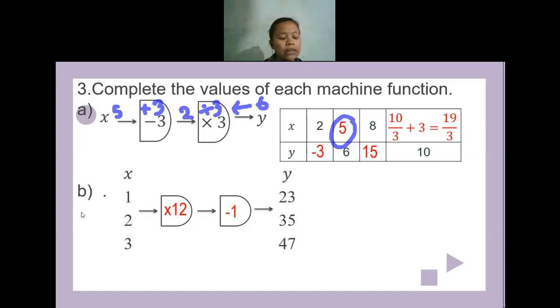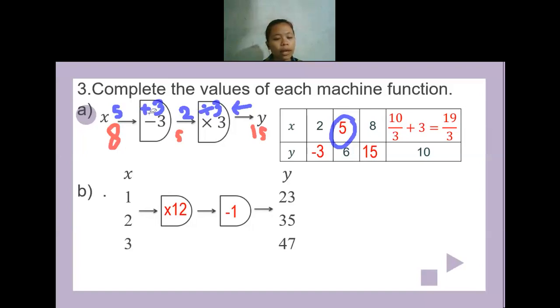If you have no question, do the same thing when the input is 8. So x equals 8, and then 8 minus 3 equals 5. 5 times 3 equals 15. And then for the last one, we already have the output, which equals 10.